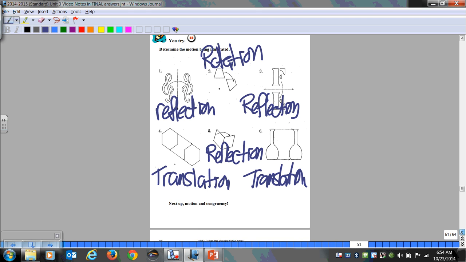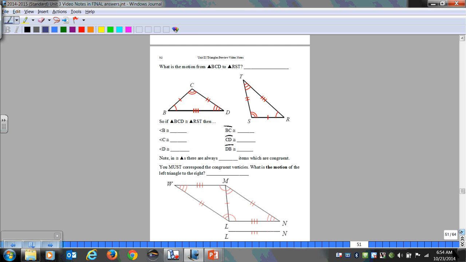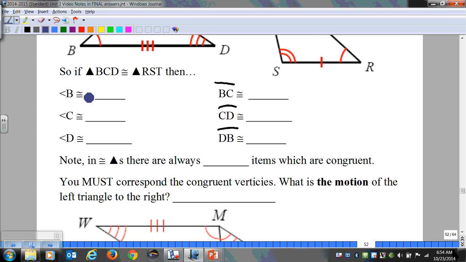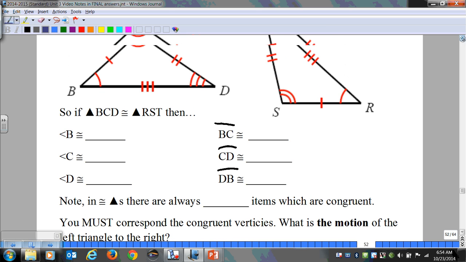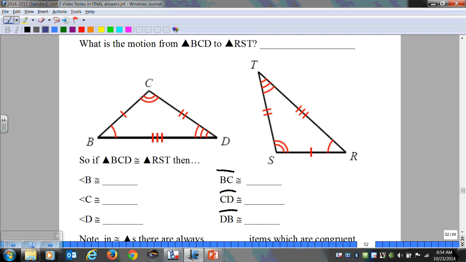Number 6 is another slide, so that's a translation. Okay, now that we have triangle motions down, now we're going to talk about triangle congruency. So first off, I'd like you to take a look at the triangle on the left and the triangle on the right here. What is the motion of triangle BCD to triangle RST? What is the motion between these triangles? Translation, reflection, or rotation? I'd like you to fill that spot in right there.